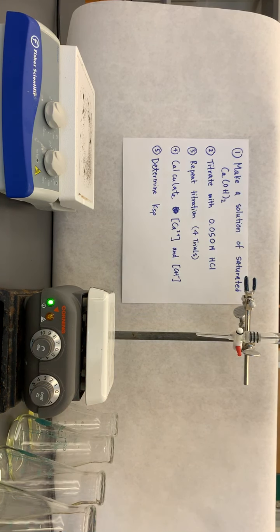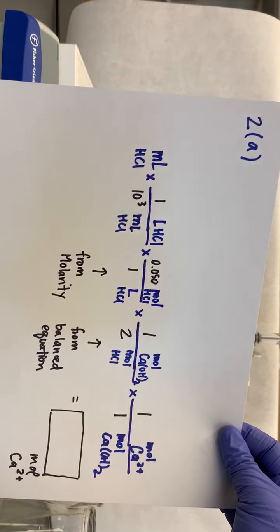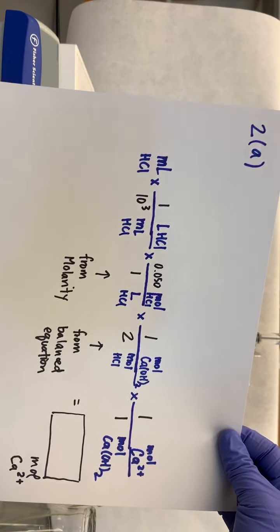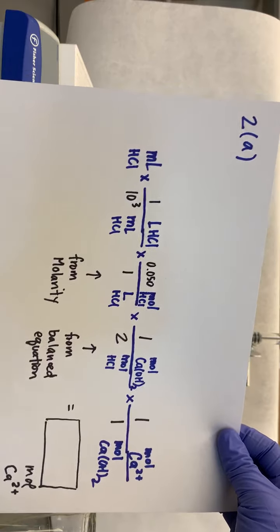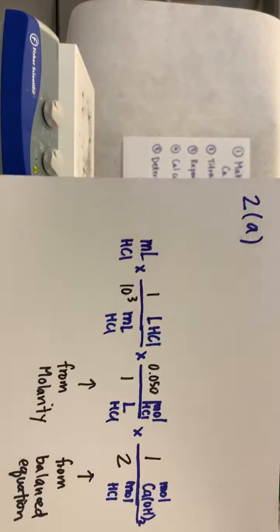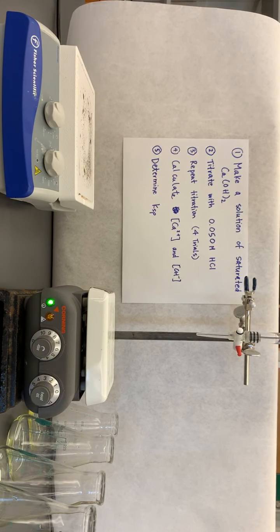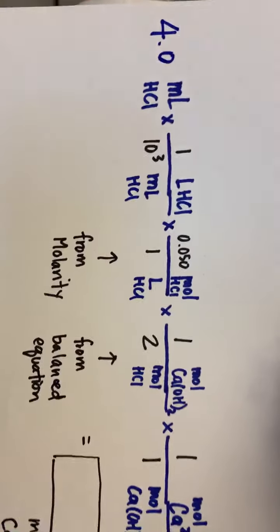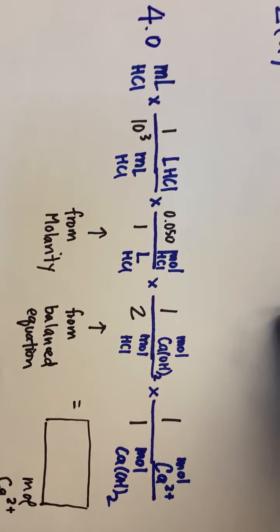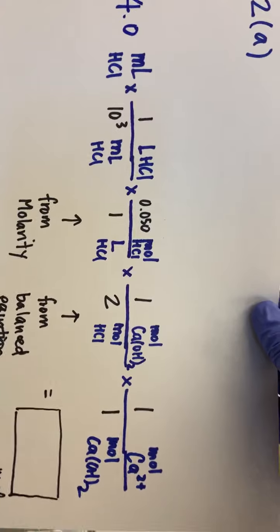For number 2A, you're going to follow this roadmap here, where you have milliliters of HCl. Of course, for the first trial, you had 4.0, so you're going to put 4.0 right here. So I'm going to put that in there for you. For the first trial, it should be 4.0 mils of HCl. And you're going to convert from milliliters to liters using the metric system. 1,000 or 10 to the third milliliters is 1 liter.